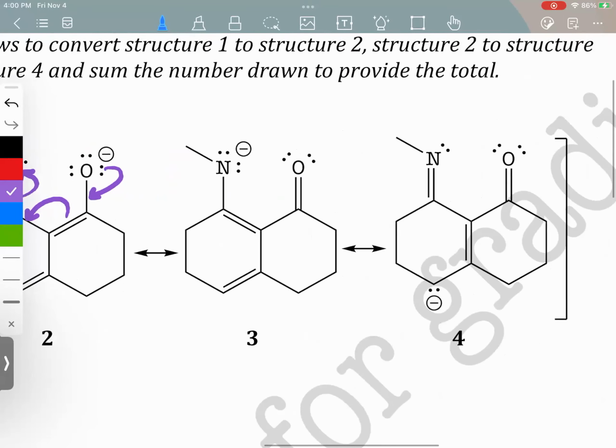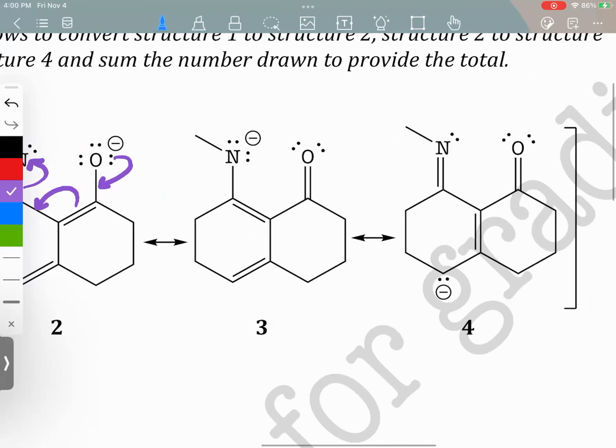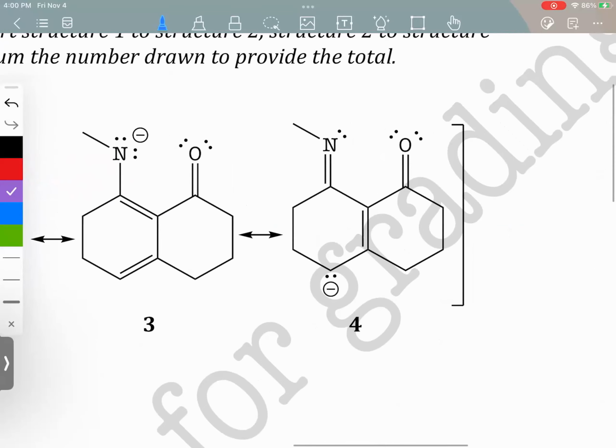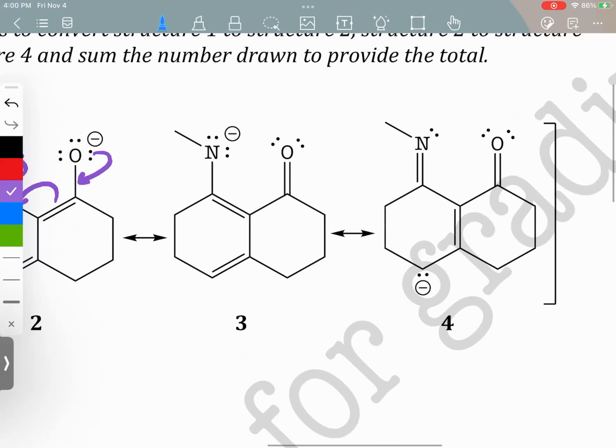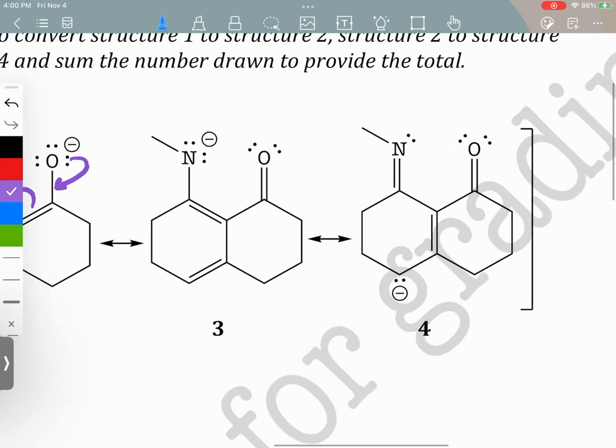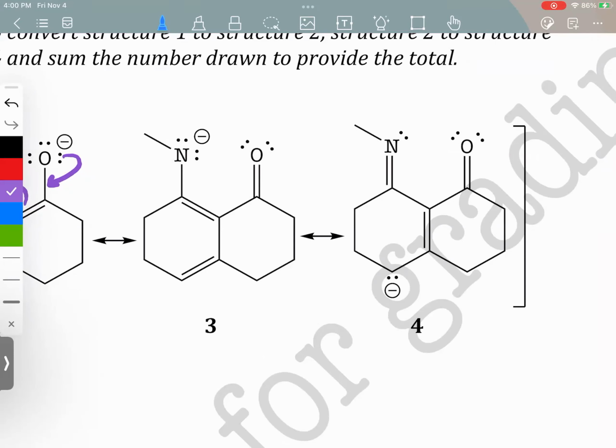So now, we did all that in 2 to get 3, right? Now we look at 4. What type of movement occurred for 3 to become 4? Nitrogen no longer has a negative charge, but we do see a negative charge on a carbon down here. So what would the first movement come from? The lone pair on the nitrogen can come down to make a double bond. Right, just like this.